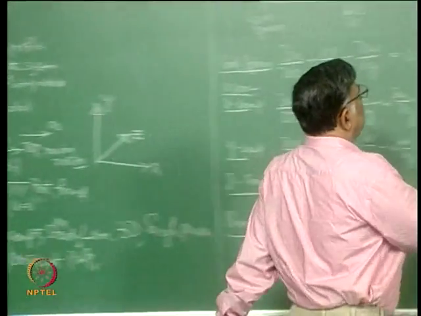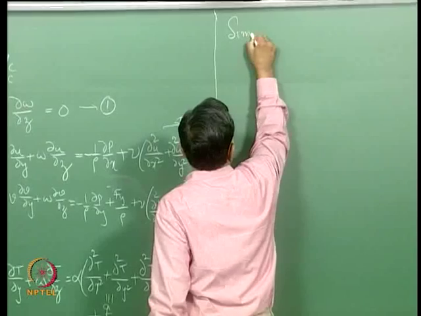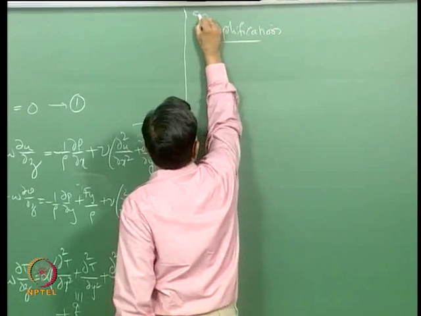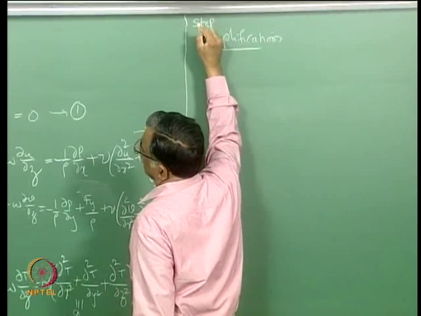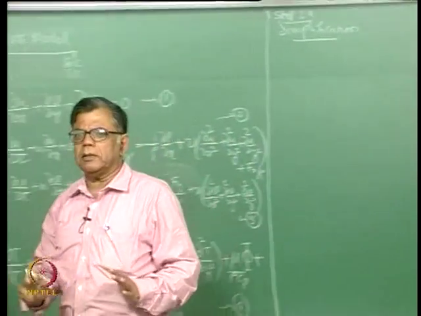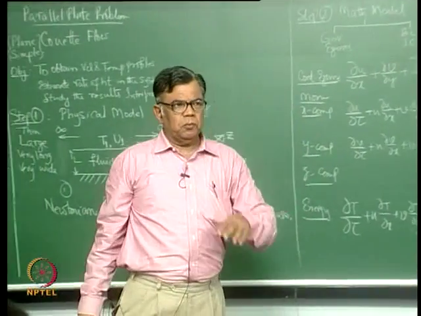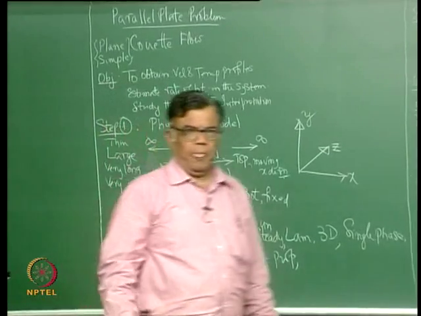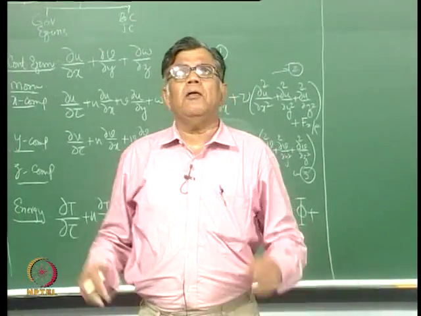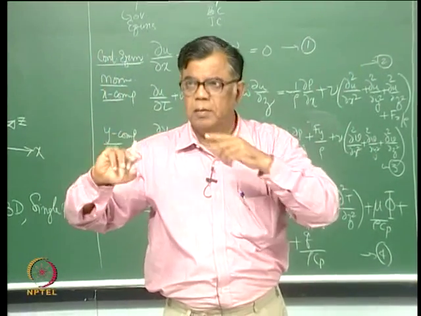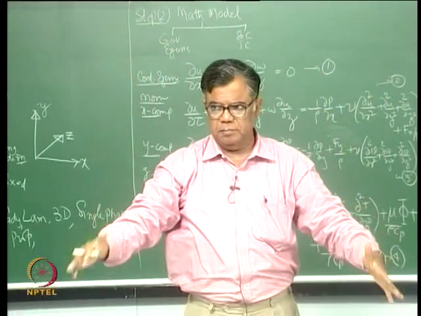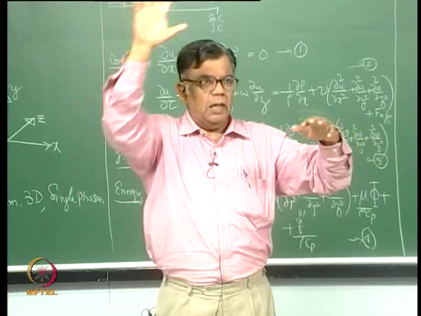So tell me, we will make some simplifications now. This is step number 2a, simplification. We have not yet completed the mathematical model. Now this is a parallel plate example I am giving. Now if I want to consider the flow somewhere in the middle of this plate, in this portion.